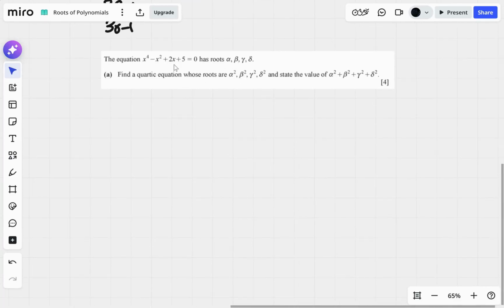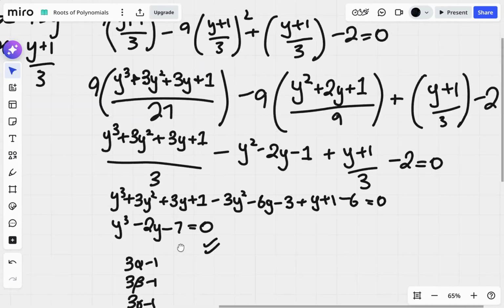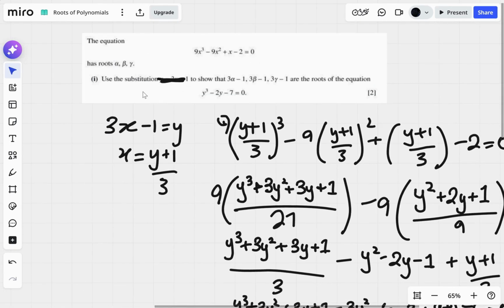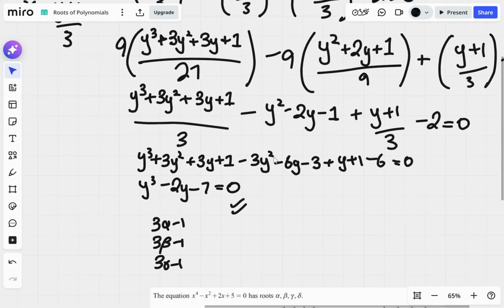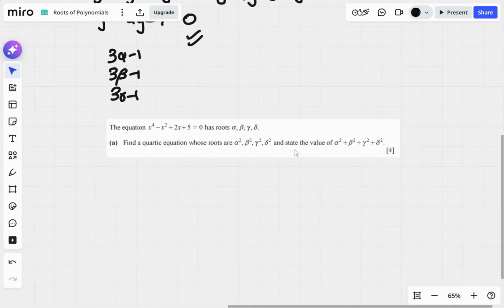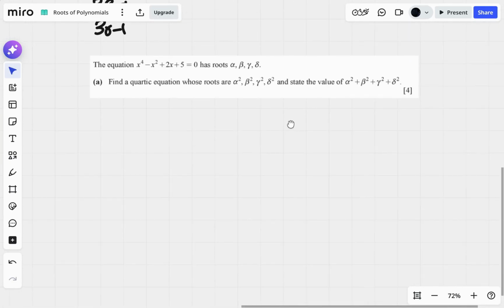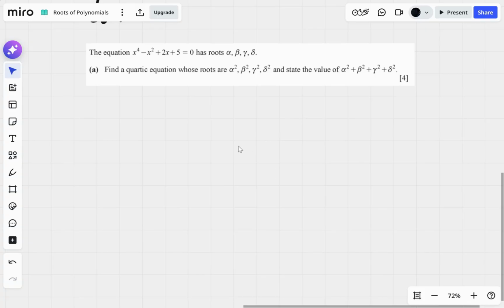This one has a quadratic equation for starters, and the roots are alpha squared, beta squared, gamma squared, and delta squared. So as I told you before, sometimes they do not give you the substitution in the question, just like they gave it here. They do not give you the substitution to show that these roots have the equation there. They do not give that mostly. So this is the question. Let's solve this so you know how to do these types of questions.